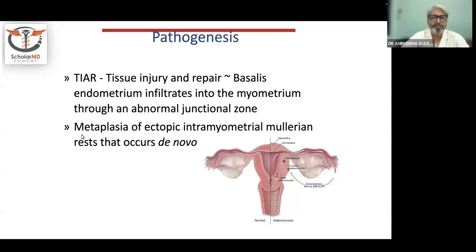Few people say it's a metaplasia of ectopic intramyometrial Mullerian rest. So there can be a retrograde menstruation into the myometrial substance. Few people say that the menstrual content may escape from the fallopian tube through the fimbrial end, and then the endometriotic deposits occur over the ovary or the superficial form of endometriosis. At the same time, some of the endometrium may get ectopically deposited within the myometrial substance.